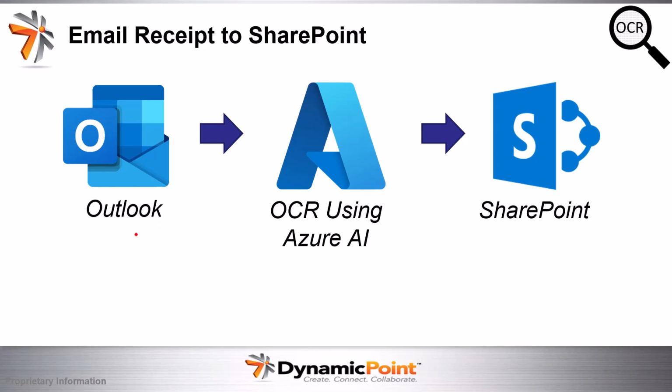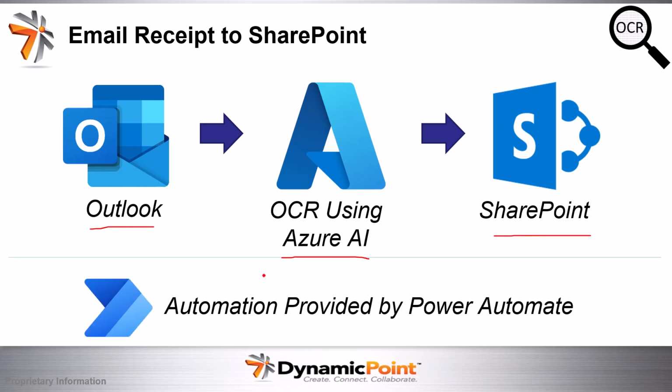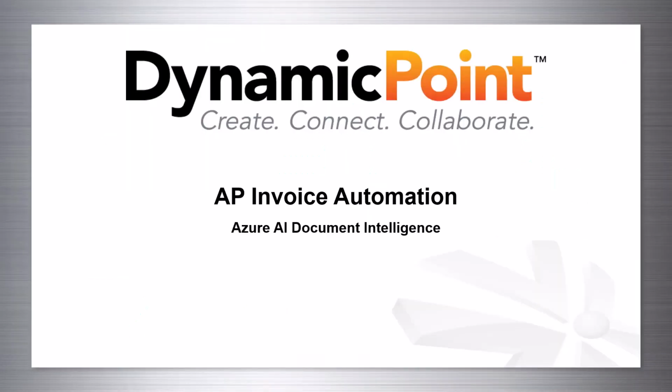So here's what we want to do. We want to get an invoice to a shared AP inbox using Outlook. We want to use Azure AI to extrapolate data fields from that using OCR. And we want to save that data in SharePoint. And all of this is going to be done using a Power Automate workflow. So it's going to be the engine for business automation that's going to tie all of this together for us. So with no further ado, let's go ahead and look at this in more detail.